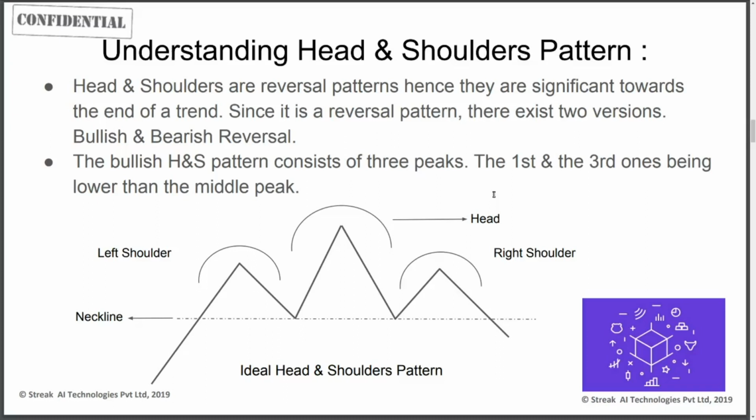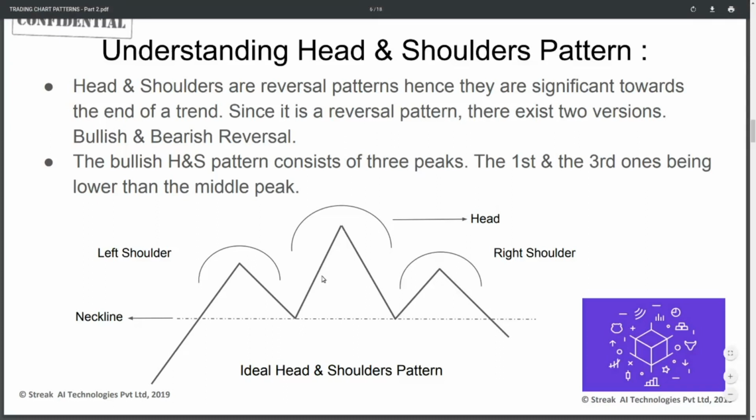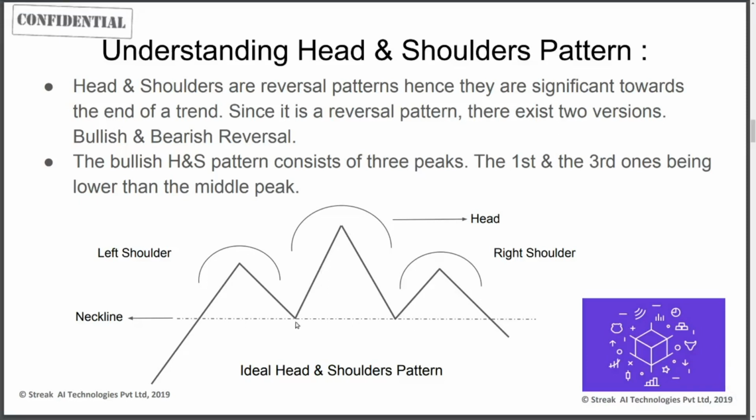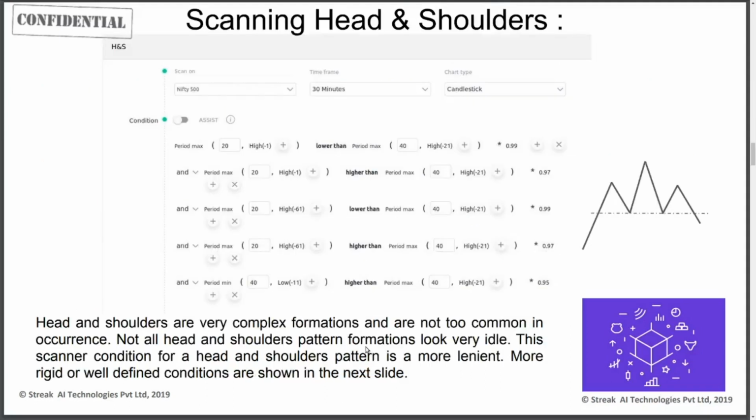So the head and shoulders pattern consists of three peaks. The first and third peaks here, as pointed by my cursor, are the left shoulder and right shoulder, and the middle one is the head, naturally trying to indicate a person. And then there's a neckline, which is where the lows sort of match. So this is an ideal head and shoulders pattern. Very hard to come by, but this is how it looks.